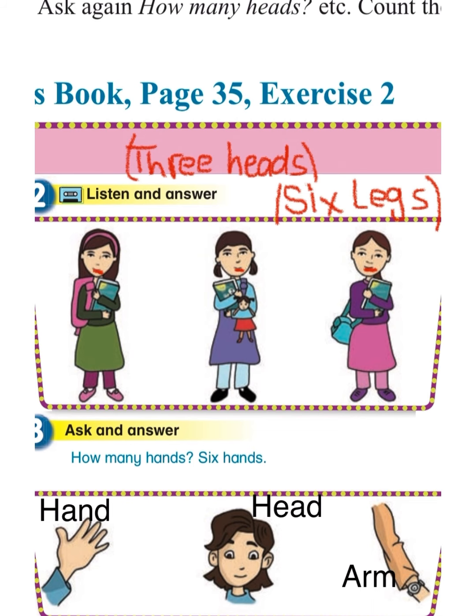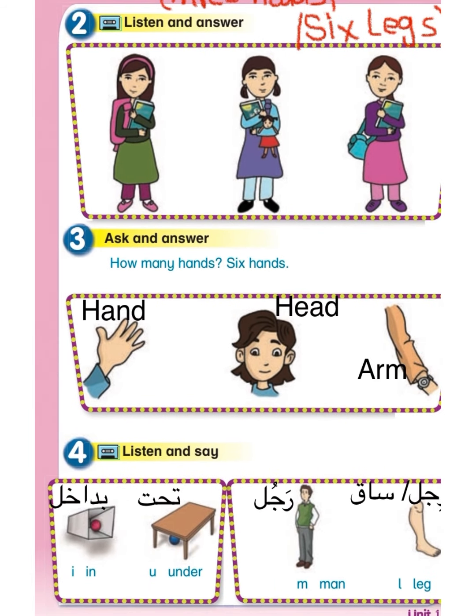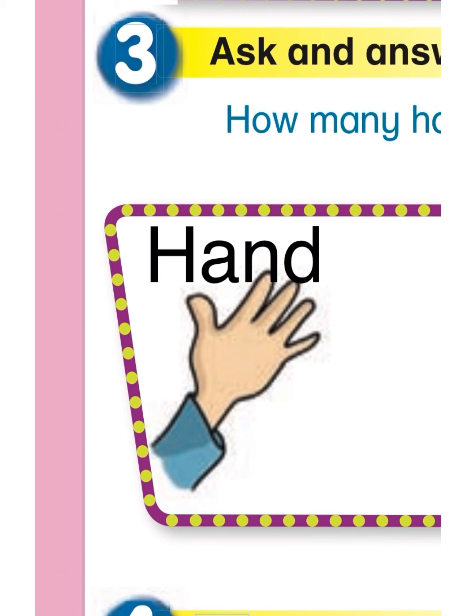Now let's move to exercise number 3. We have 3 pictures. We have to write the name of the thing. نكتب اسم الشيء. What's this? I hold the phone with my... Let's spell the word. H-A-N-D. Hand. Excellent. This is a hand. Let's write hand. The hand has 5 fingers. بكف اليد كم أصبع؟ 5 fingers.